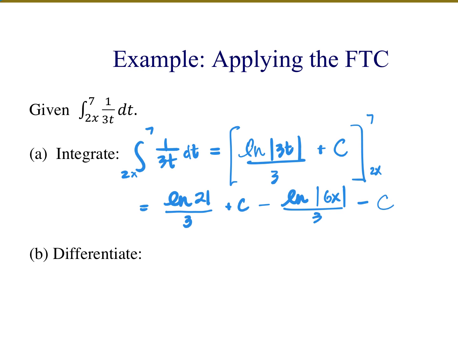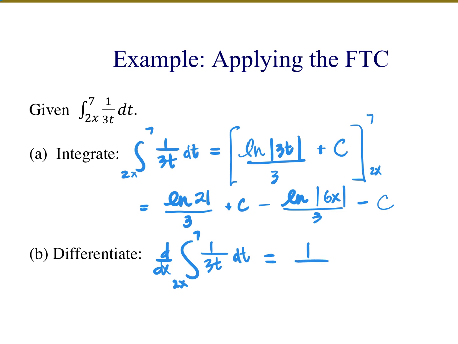It's hard. You've got to remember the natural log, you've got to remember the chain rule, you've got to remember you're plugging in. There's a lot to remember. It's easier to do the differentiate part. If I do the differentiate part, that means throw a d dx in front of the integral from 2x to 7 of 1 over 3t dt. And when I throw a d dx in front of it, what does the d dx do to the integral? It cancels each other out. And what am I left with?